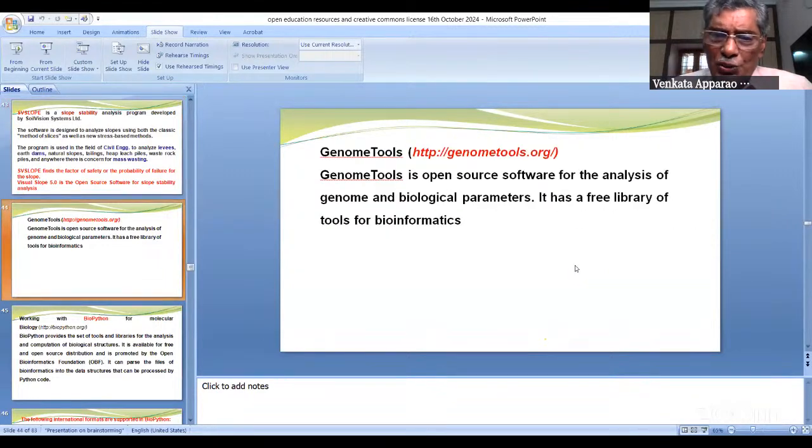Then Genome Tools. Genome Tools is open source software for the analysis of genome and biological parameters. It has a free library of several tools for bioinformatics.